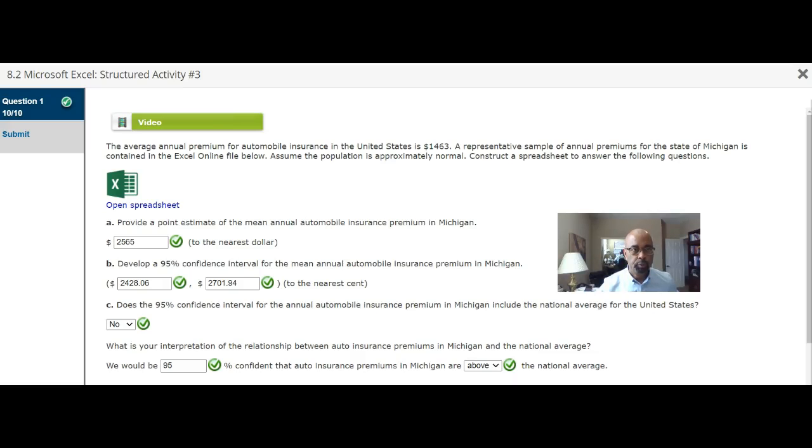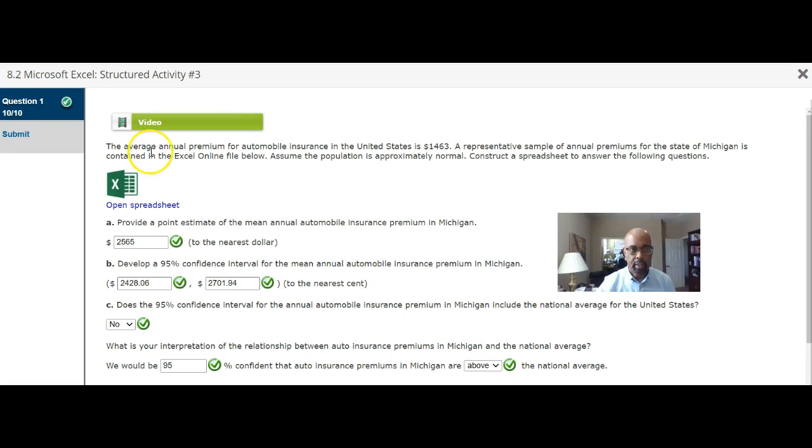Okay, hello. We're taking a look at problem 8.2, the Microsoft Excel structured activity that I've called number 3 from the chapter. Pause the video and read the problem as well as the questions so that you can see the answers that are the correct ones for this problem. If you can get the correct answer for this problem, even though Cengage may have changed these values in your given problem, the process is the same.